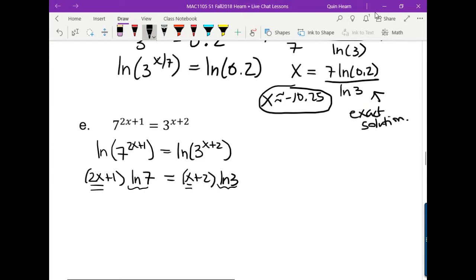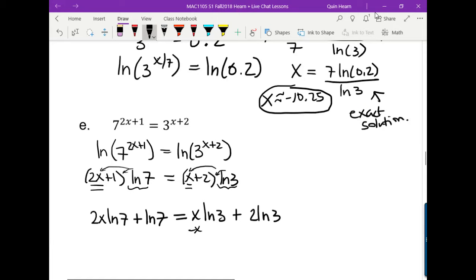So what you would do when you're solving a formula and the variable you're looking for appears in more than one place is you would distribute through any parentheses first. So that would give us 2x natural log of 7 plus natural log of 7 equals x times the natural log of 3 plus 2 times the natural log of 3. And so now we have 4 terms and 2 of them have x in them. So we want to get the terms that have the x to one side and the others to the other side. So I'm going to subtract x natural log of 3, and I'm also going to subtract the natural log of 7 from both sides.